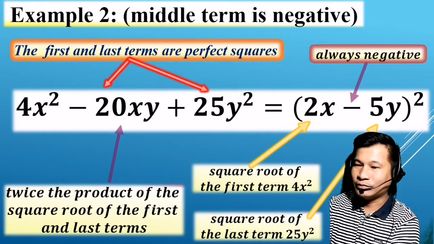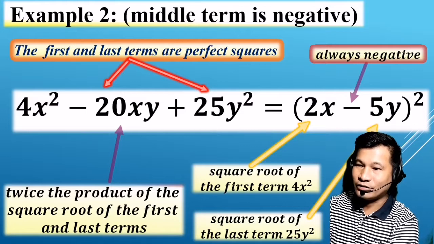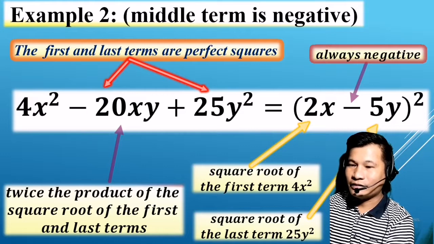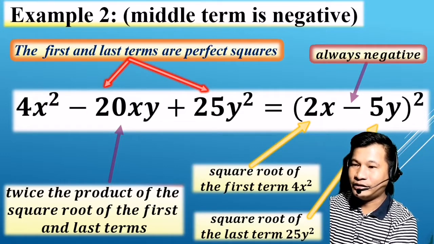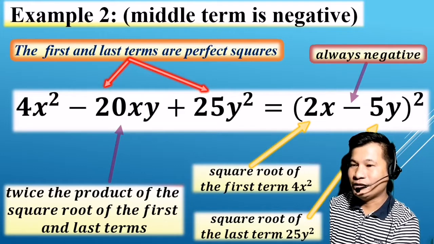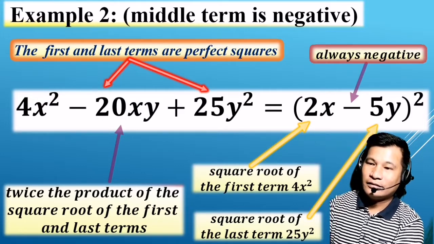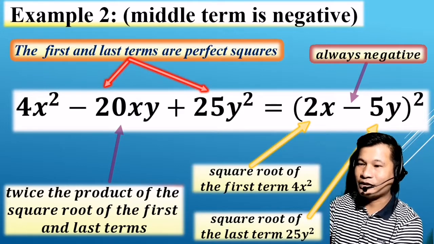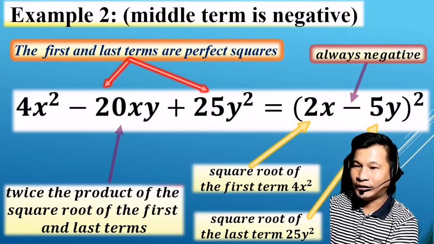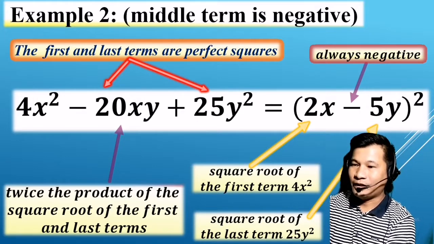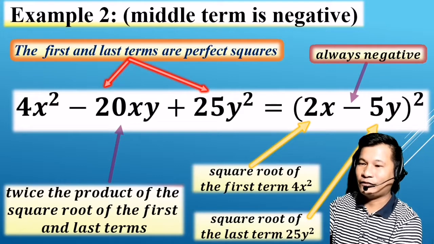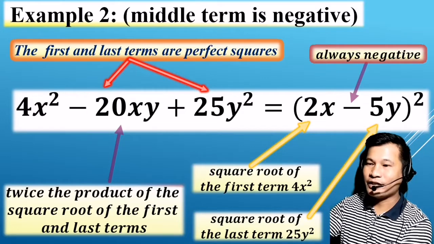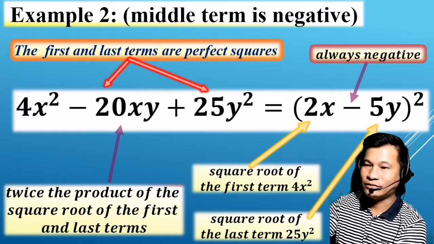We simply get the square root of the first term, 4x squared, that is 2x, and then get the square root of the last term, 25y squared, and that is 5y, and then write the factors as 2x minus 5y and 2x minus 5y, then simplify, which gives us (2x minus 5y) squared, or the quantity of 2x minus 5y raised to 2.